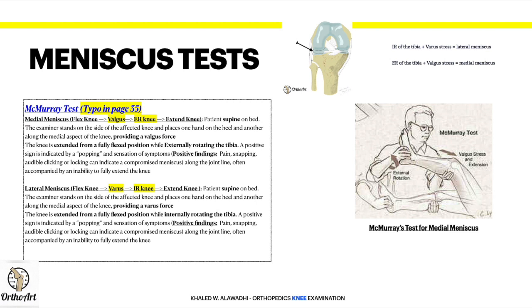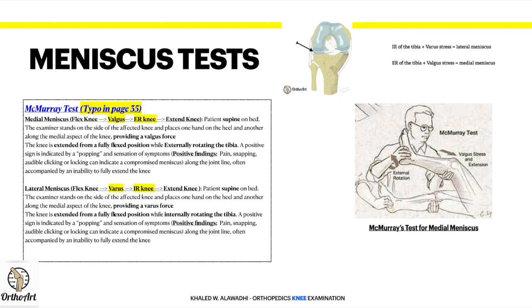Please be careful at this point, because there have been a lot of mistakes in the extension because of the McMurray test. You have to practice this test, and also be careful while you're doing it. Don't apply too much force on the simulated patient or any family member. Otherwise, you will cause a meniscal tear and it will cause problems.